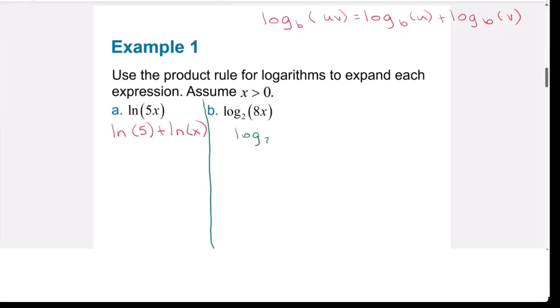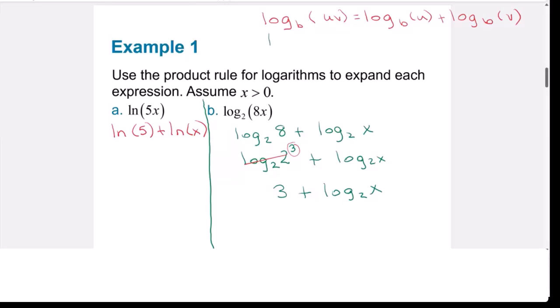Log base 2 of 8x. Remember that if we can simplify, we want to simplify. This is the same as log base 2 of 2 to the third power plus the log base 2 of x. Log base 2 of 2 cancel, and that's equal to just that exponent, or 3. My final answer here would be 3 plus log base 2 of x. It is really important to be able to see when you can simplify.